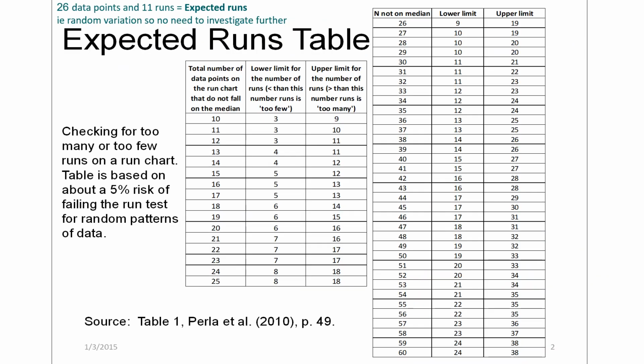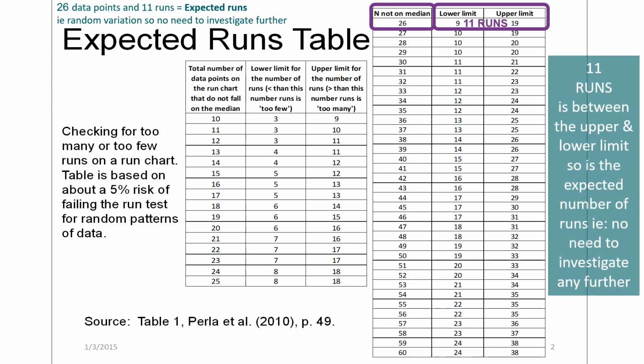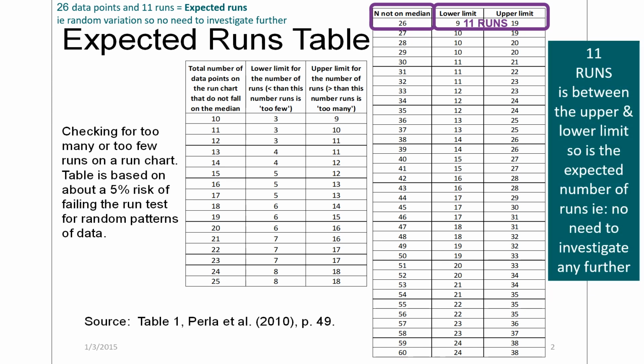So this is the expected runs table. We had 26 data points that weren't on the median line, and the lower limit was 9 and the upper limit is 19 runs. We had 11 runs, and 11 falls between 9 and 19. So because 11 runs is between the upper and lower limit, it's the expected number of runs. So in other words, there's no need to investigate because this is actually random variation.